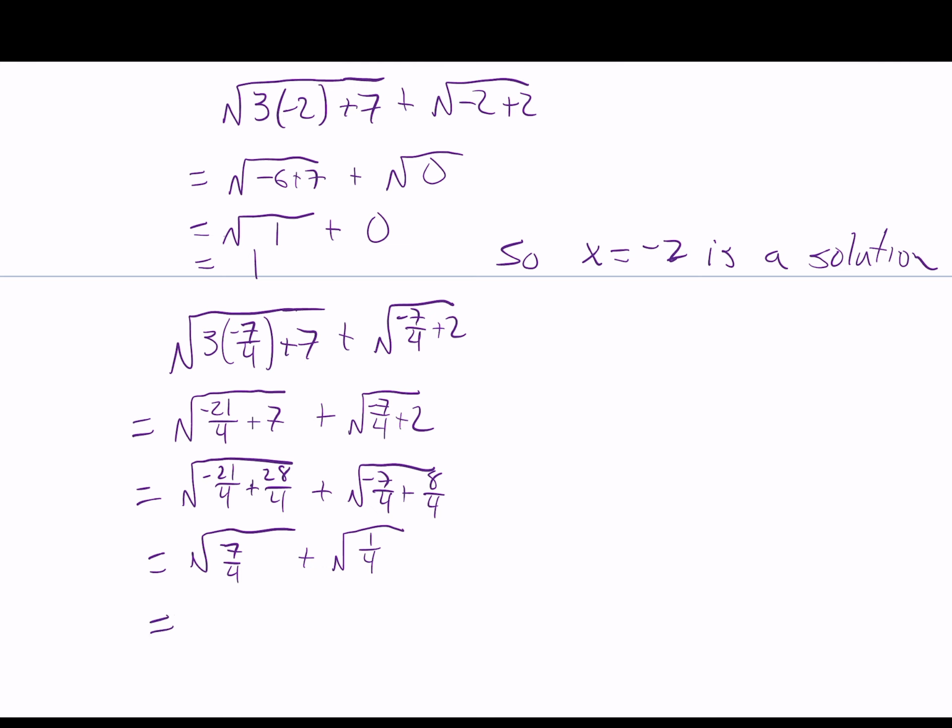So after doing those evaluations, the square root of 7 over 4 plus the square root of 1 over 4 is not equal to 1. So x equals negative 7 over 4 is an extraneous solution. And this is why we check our solutions.